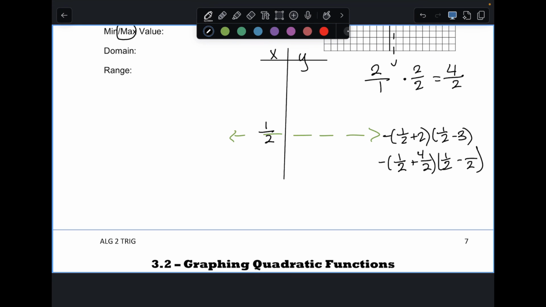What over 2 is 3? 6. 6 divided by 2 is 3. Multiply top and bottom, 3 over 1 by 2 over 2. We get 6 over 2.